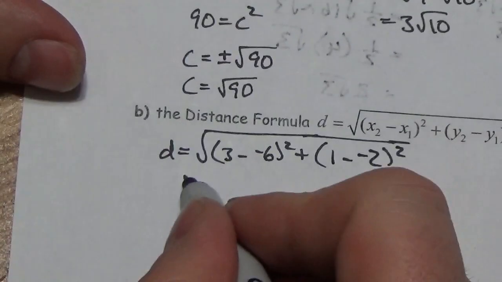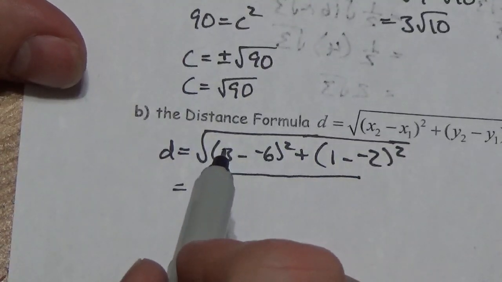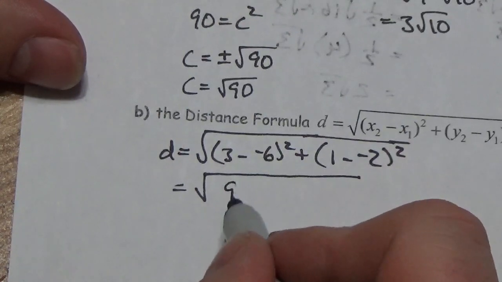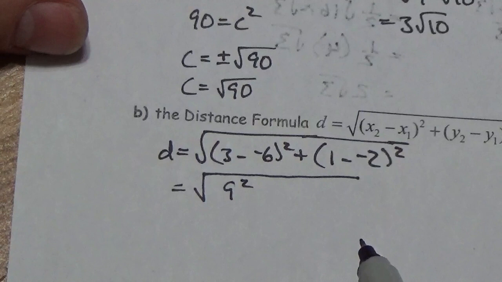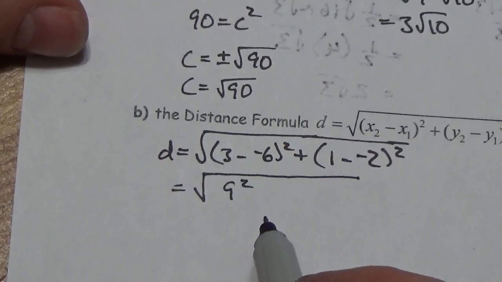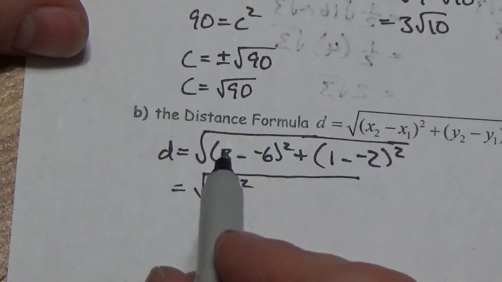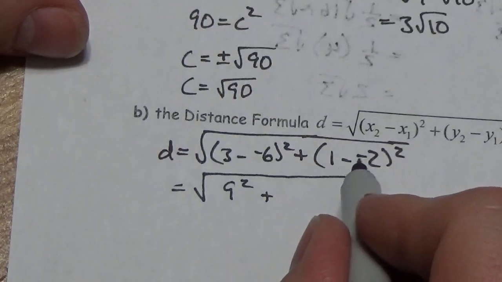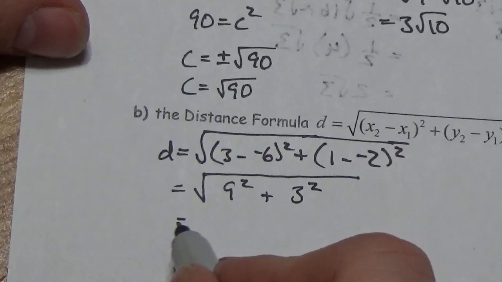All right, now you really got to pay attention to this because it's so easy to get lost in this. 3 minus negative 6 is 9. Now, before someone says, no, it's not, it's negative 3. No. Minus a negative: when you subtract a negative value, you add the 6 there. So this is 3 plus 6. Just like over here, 1 minus negative 2 is going to be 1 plus 2. This ends up being 3 squared.